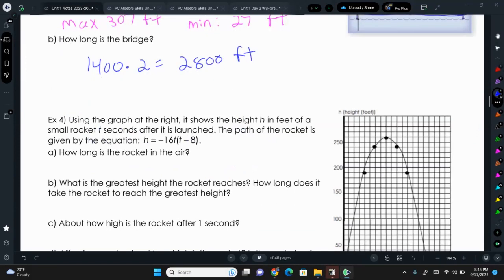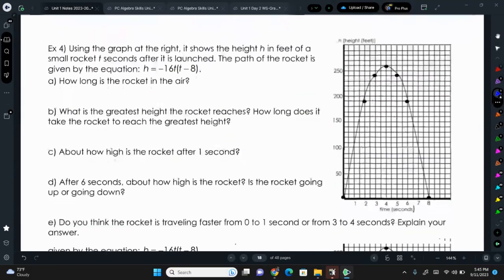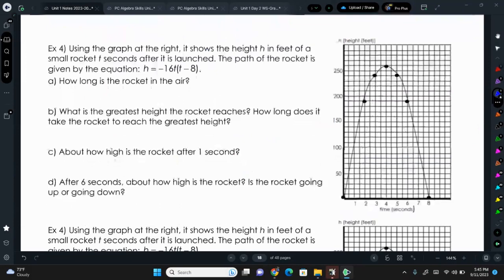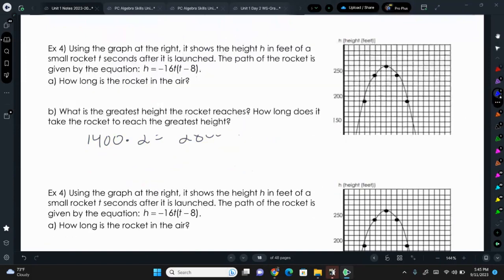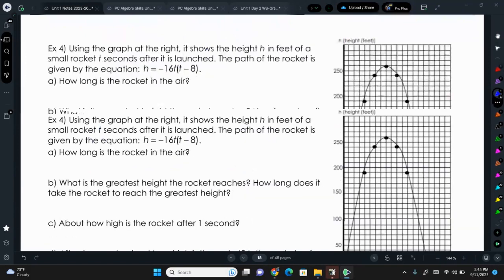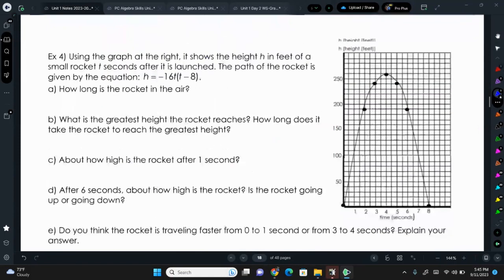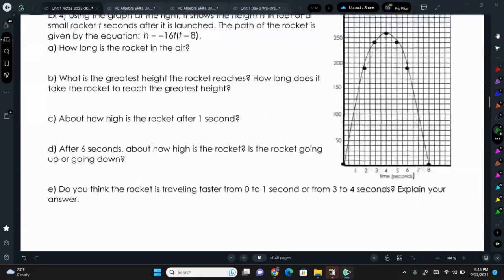Right, then last problem, it says using the graph at the right, it shows the height h in feet of a small rocket t seconds after launch. The path of the rocket is given by this equation. How long is the rocket in the air? So if we look at the graph, the rocket goes up and then it comes down, and the horizontal axis is time. So right here, we have an x-intercept at 0 and an x-intercept at 8. So the distance between that is 8. So we were in the air for 8 seconds.